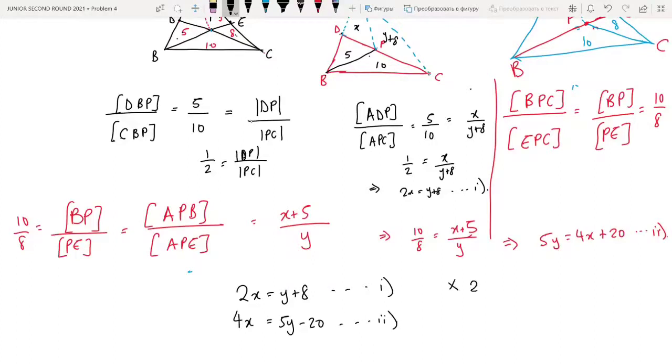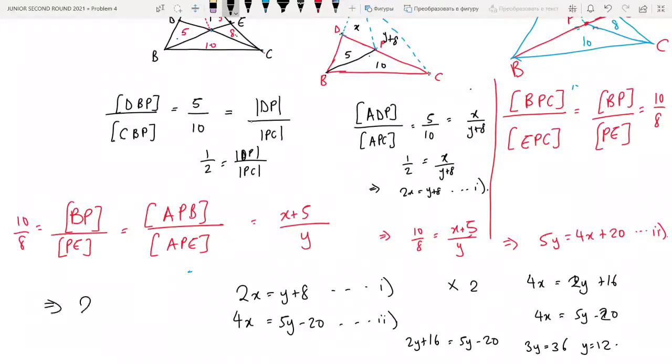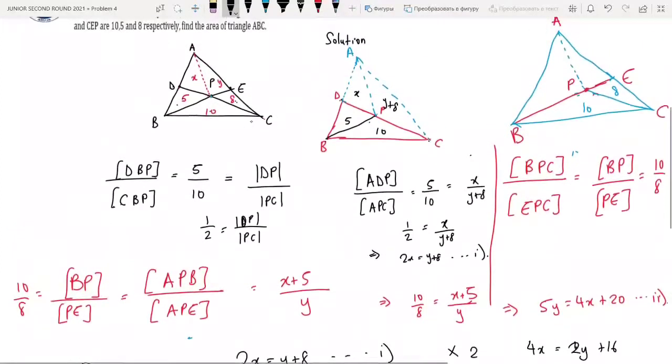You can multiply equation 1 by 2. What do you get? 4x equals 2y plus 16. And the same 4x equals 5y minus 20. So we have that 2y plus 16 equals 5y minus 20. So 3y equals 36 and y equals 12. Plugging y equals 12 into the first equation gives 2x equals 12 plus 8, which is 20. So x is 10, y is 12.